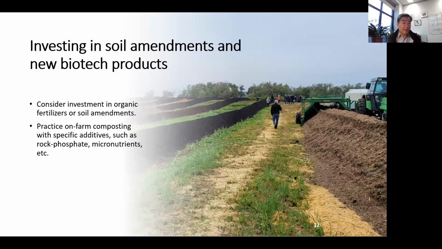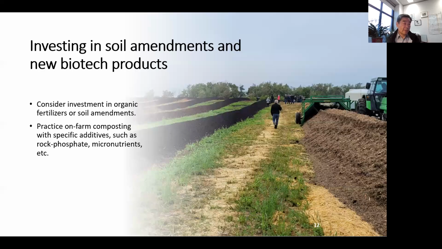Another measure you could take is to invest in soil amendments and new biotech products, like considering investing in organic fertilizer when your soil is short of some kind of nutrient. Like the limiting factor theory you saw in the previous slides, if that is a limiting factor, there's no way you could improve your crop yield until that limiting factor is fixed. So the investment is important, either in organic fertilizer or soil amendment, or something like biomanure is another way to do it.